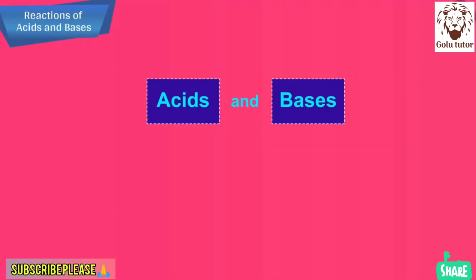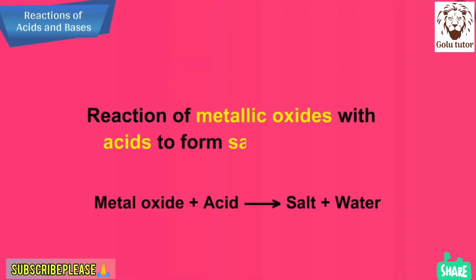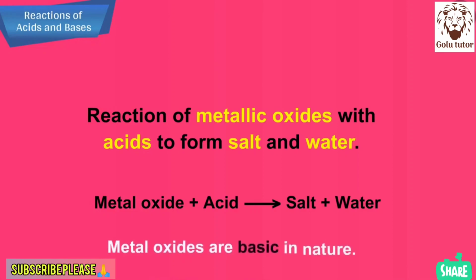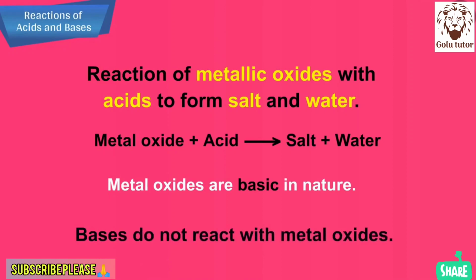Now we will discuss the next type of reaction, which is the reaction of metallic oxides with acids to form salt and water. And students, you already know that metal oxides are basic in nature, and therefore what we can say about the reaction of bases with metal oxides? Yes, right. Bases do not react with metal oxides.